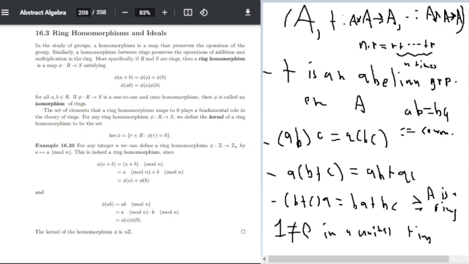16.3. Ring homomorphisms and ideals. Alright, so this is where I will clear up my board once more, because we will probably need some space.